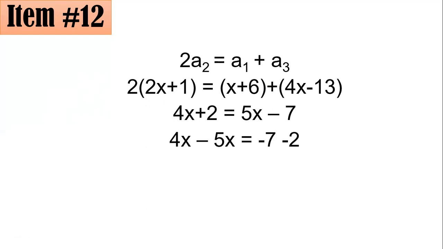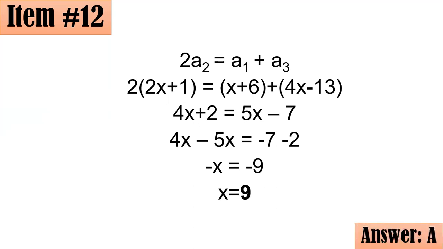And you will have the left side simplify to negative x equals negative 9, dividing both sides by negative 1, and you will get the value of x, which is 9. Hence, letter A is the correct answer here. And I'm sure that 9 will make these 3 terms the first 3 terms of an arithmetic sequence.